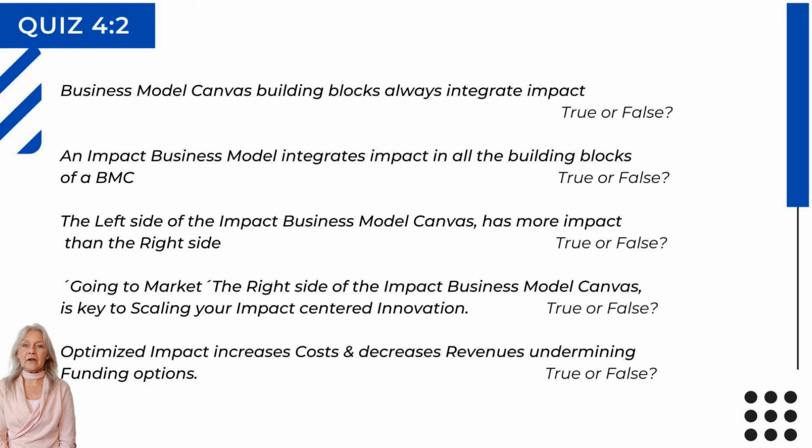Encouraging impact innovations. Question: the left side of the impact business model canvas has more impact than the right side. Stop. False. A scaled impact innovation can have bigger impact than an ideal but unmarketable impact value proposition. Question: going to market is key to scaling your impact innovation. Stop. True, without going to market your impact innovation won't scale. Question: optimized impact increases costs and decreases revenues, undermining funding options. Stop. False. If you apply frugal innovation.